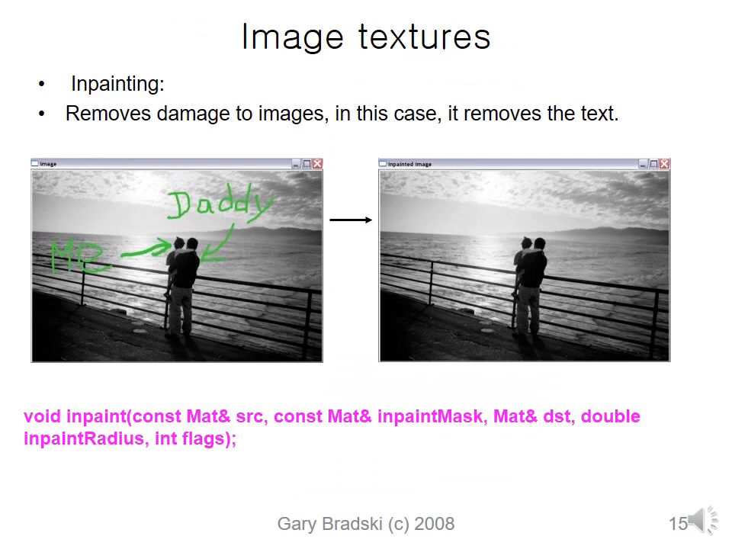The inpaint subroutine can remove the damage to images. In this case, there is some writing over the original picture. Then inpaint can remove the unnecessary text on the image.